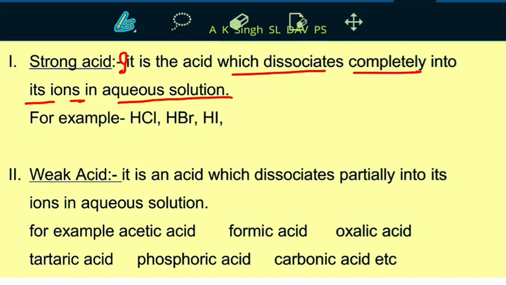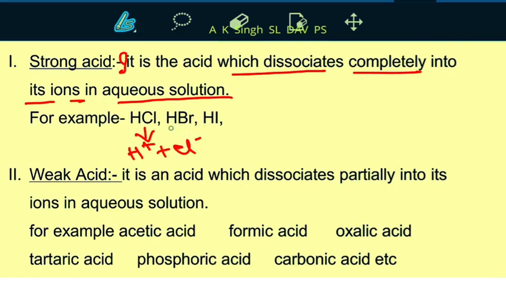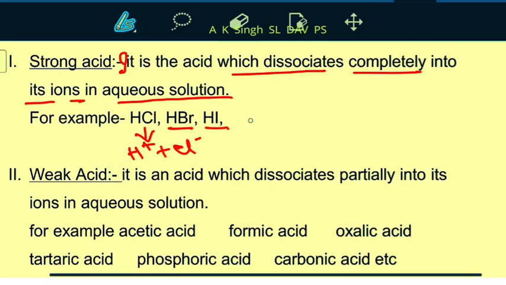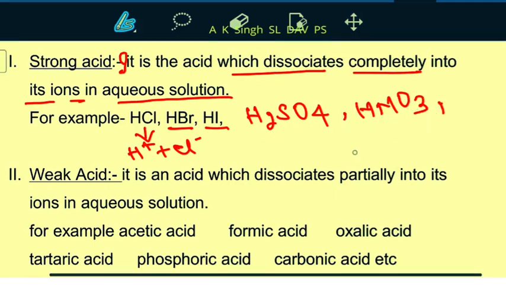For example, HCl. If it is dissolved in water, it dissociates completely as H plus and Cl minus. HBr. It dissociates as H plus Br minus completely. HI. H plus I minus. H2SO4. It is also a strong acid. HNO3. It is also a strong acid. Both dissociate completely into their ions.